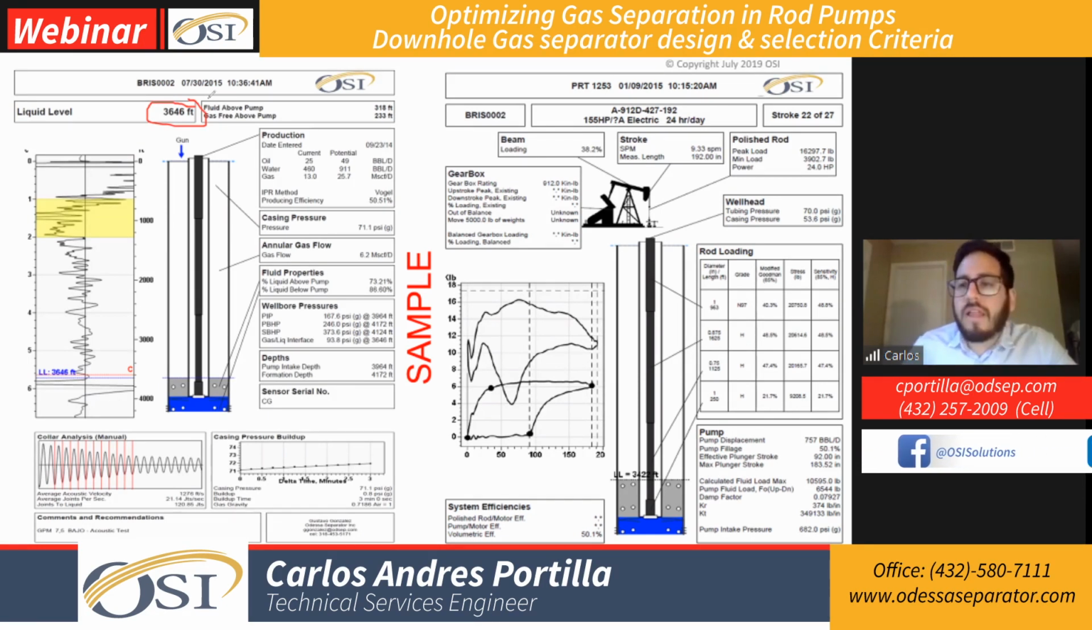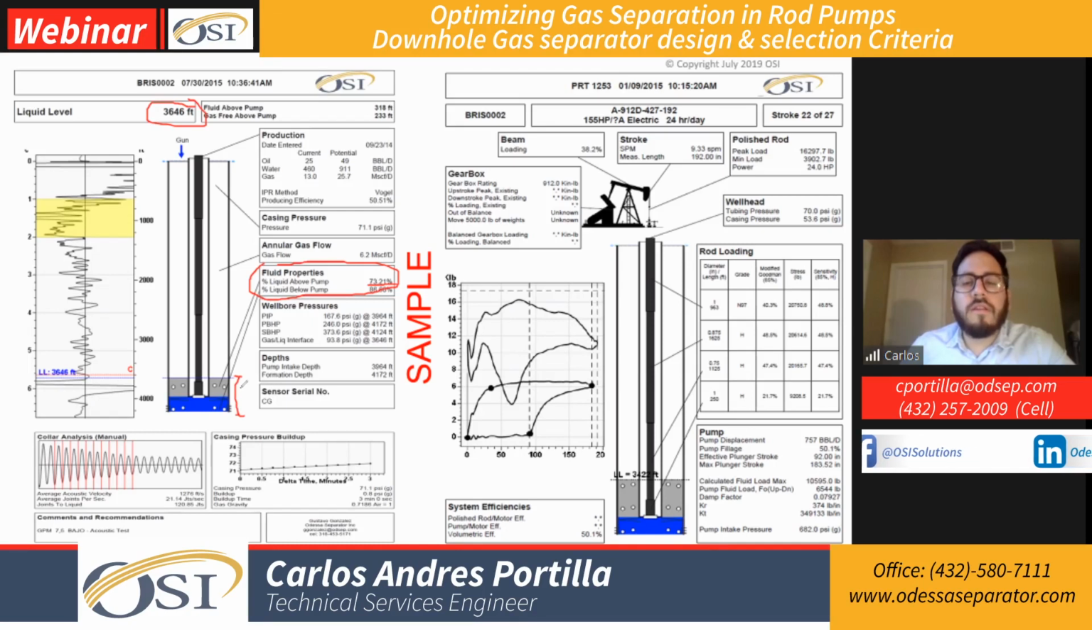So at the very top we will have gas, then we have a gas-liquid interface, and then we have a liquid level. So when you see fluid properties, sorry, you will see that there is a percentage of this level above the pump. When it says here liquid level above the pump 73.21%, it refers to this level right here, which is represented from the pump to this level.